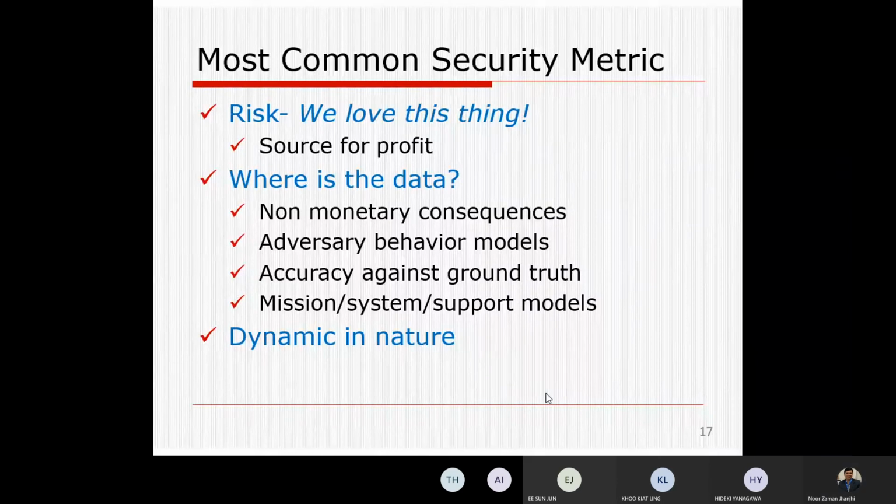Now, what are the most common security metrics? As common people, everybody knows about risk and everybody loves to take risks, but it is highly dangerous as well when it comes to data. So we have to be very careful that when we come to the data, the accuracy is highly important. Otherwise, it will not help us to even get the right security. It will not be helpful to fulfill the other requirements as well.